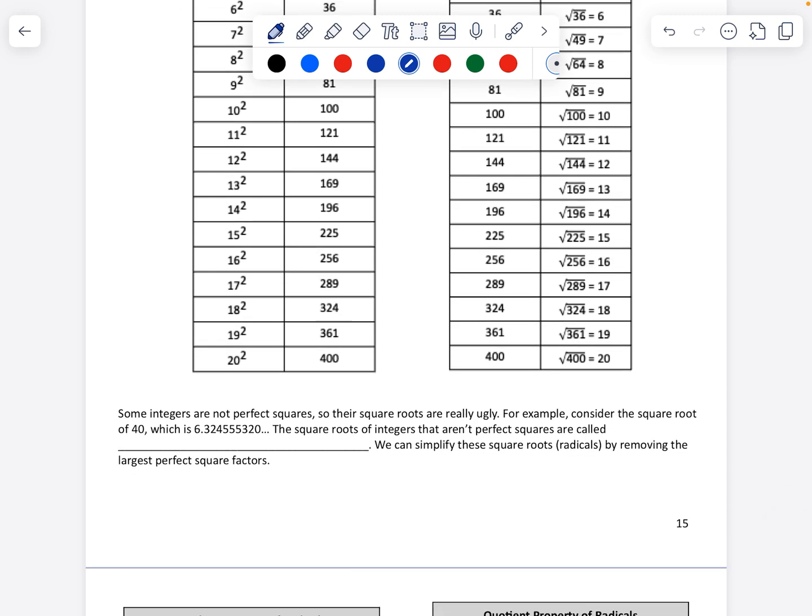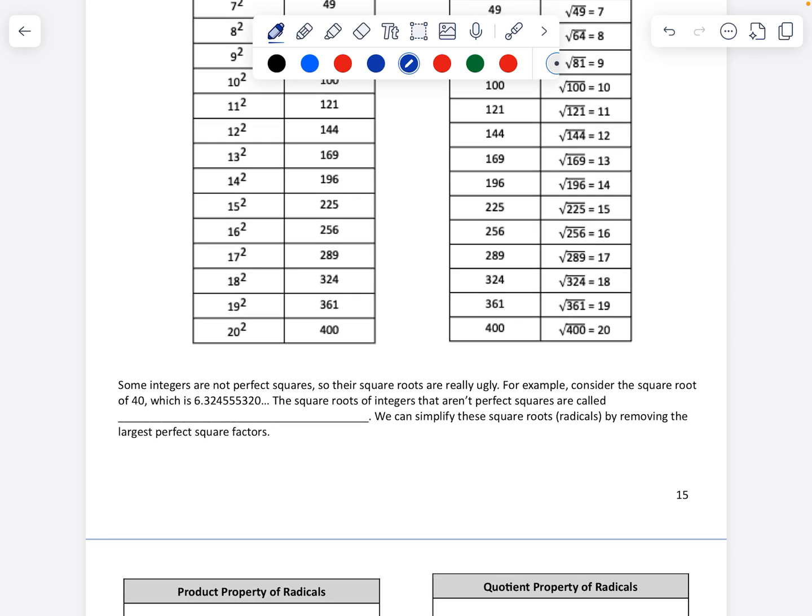Now, some integers are not perfect squares, so their square roots are really ugly. For example, the square root of 40 is this decimal. The square roots of integers that aren't perfect squares, we can't take the square root of those exactly. We can simplify the square roots, so these are all called radicals. We can simplify these square roots by removing the largest perfect square.